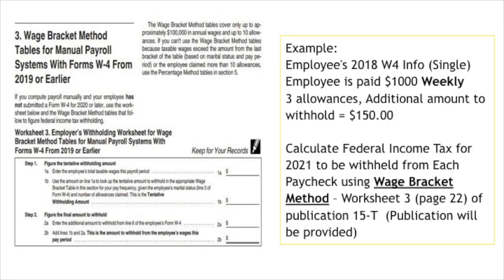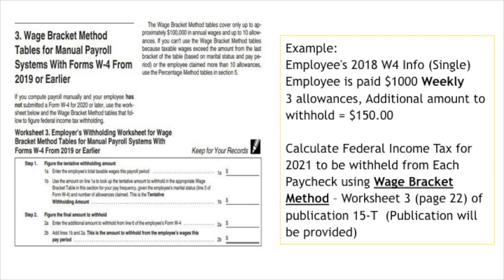Now let's look at one more example. In this example, the W-4 info is from 2018. The employee is claiming single and is paid $1,000 a week. He is claiming 3 allowances and the additional amount to withhold is $150. So all that information is coming from his 2018 W-4, and we have to calculate the federal income tax for 2021 to be withheld from each paycheck using the wage bracket method.